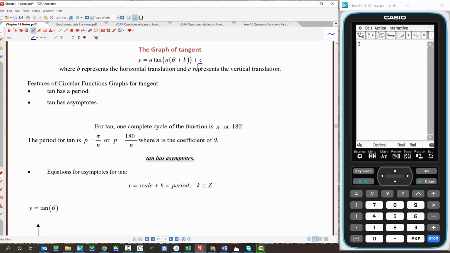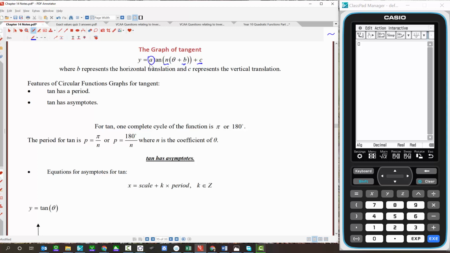Okay, this plus c is the vertical translation. This plus b is the horizontal translation. This n value here affects the period, so how often tan repeats itself. This a value, though, represents a dilation from the x-axis. It also represents whether it's reflected in the x-axis or not, whether it's positive or negative.